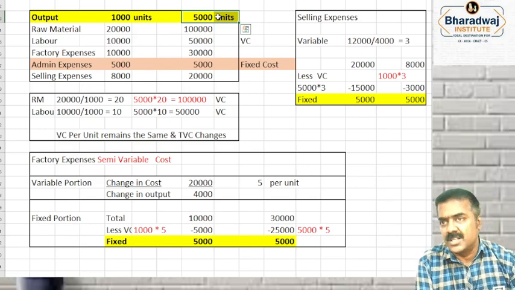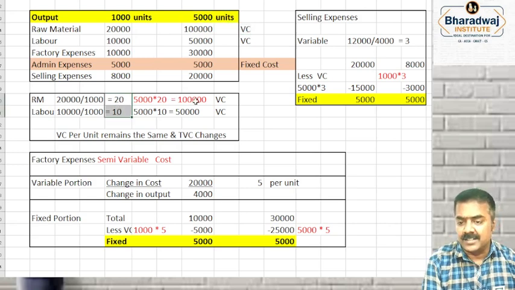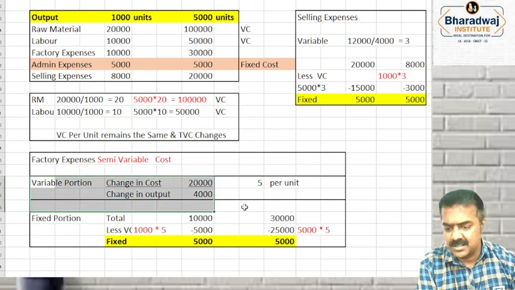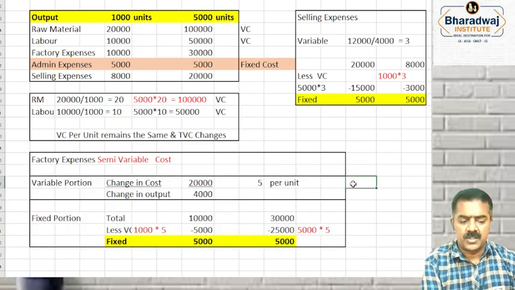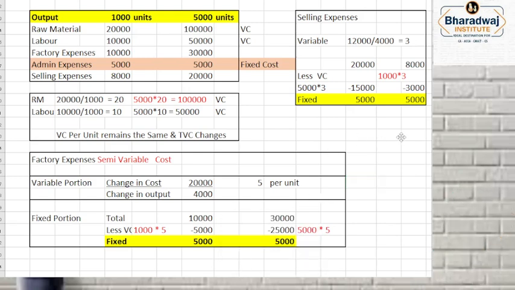Per unit cost will change with what? Output. Variable cost is the reverse. Per unit it is the same, but total keeps changing. Semi-variable cost has, of course, variable as well as fixed portions. So please take up this. Then we will proceed to the next classification. We'll see some MCQs based on this, then we will proceed.